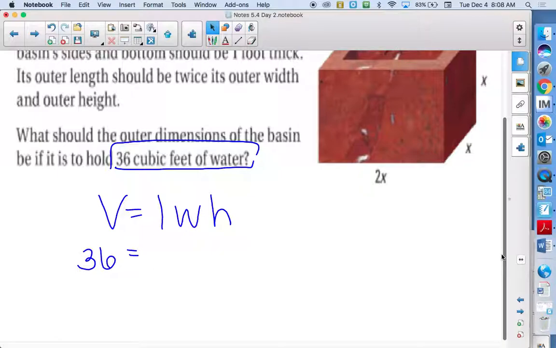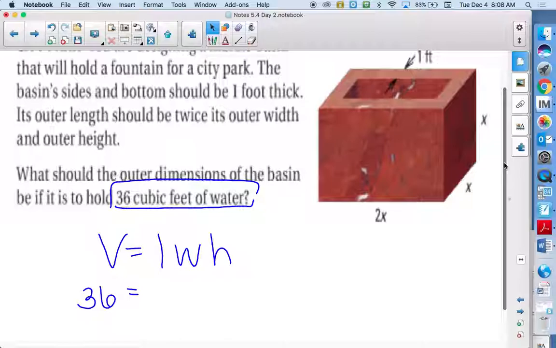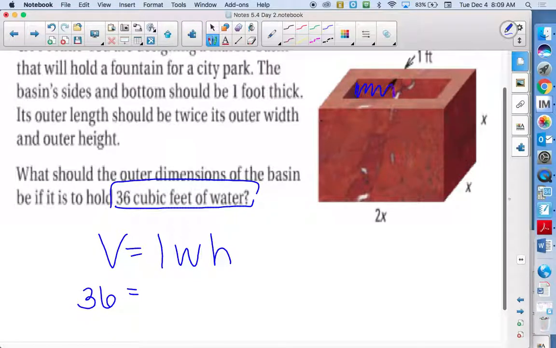So it's telling us that our length is 2x. However, that 2x is the entire thing. Our water is going on the inside. So think of your bathtub. When you step in your bathtub, or your shower, it has that border around it. That border takes away the space that you can fill in the water on the inside.